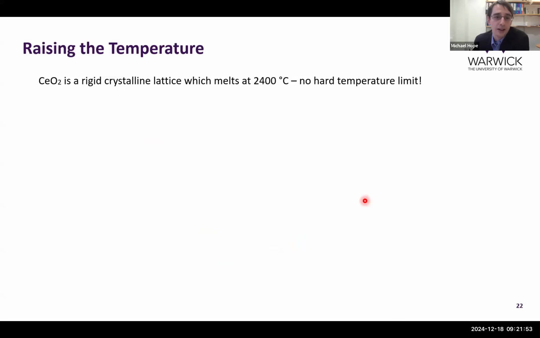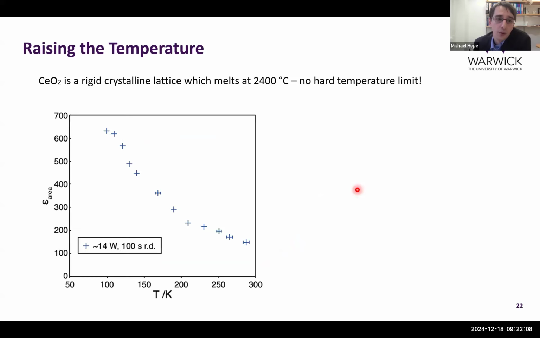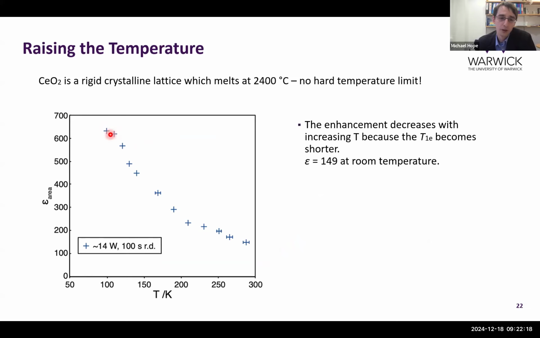The fact that we have a rigid lattice also means that we don't have a hard temperature limit. And so unlike the glassy solvents, which melt, ceria is a solid up to at least a couple of thousand degrees. So we can explore the temperature dependence of the DNP. What I showed you before was down at 100 Kelvin. But if we go up in temperature, our enhancement decreases. That's because our electron relaxation gets faster. But we can still get an enhancement of 150 at room temperature.